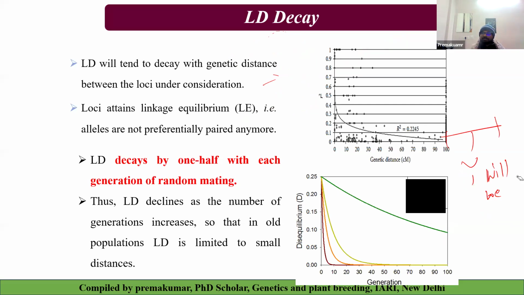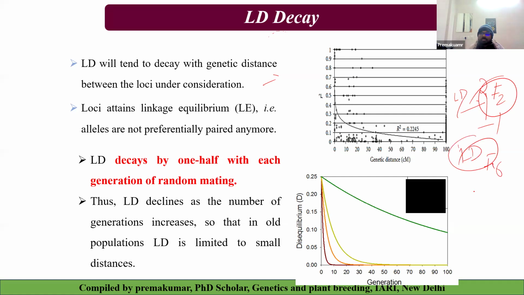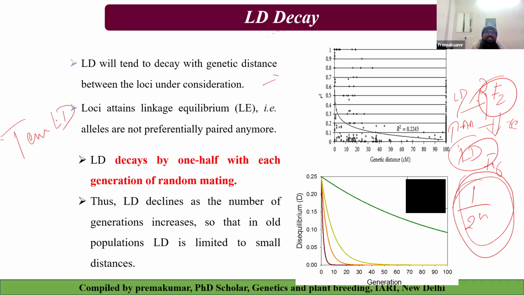There is another type of decay due to a greater number of generations. Like for example, in F2, there will be some LD value. During F6, the LD will be greatly reduced. Like 1 by 2 power n, your LD will be reduced. Okay, because of why? Because of the increase in homozygotes and decrease in heterozygotes. The number of recombination events is going to increase. Definitely, when there is high recombination, there will be a decrease in the LD value. This is called temporal LD decay. Means the decrease in the LD value due to a greater number of generations. That is called temporal decay.